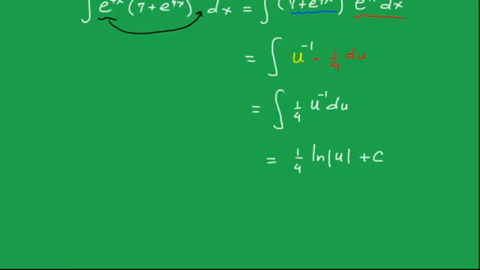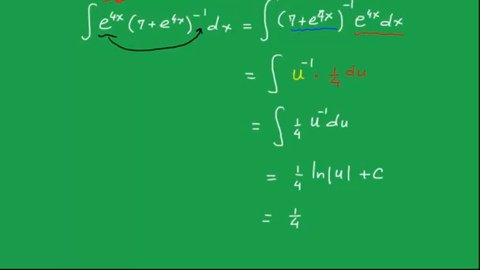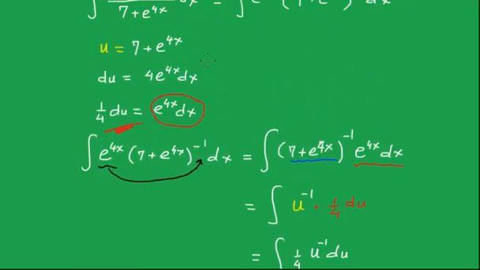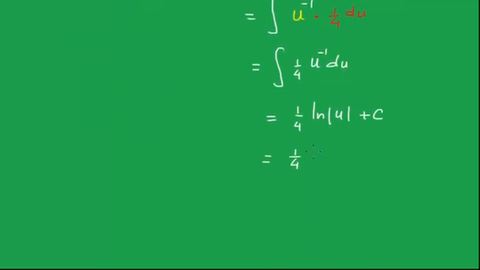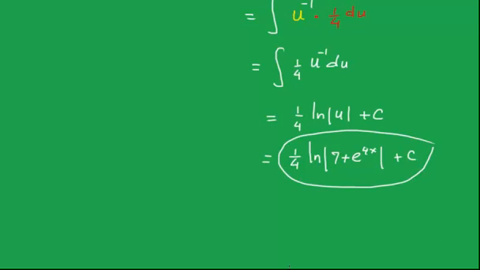Don't forget the absolute value. So this equals 1/4, and we can replace u by its expression, 7 plus e to the 4x. So 1/4 natural log of absolute value of 7 plus e to the 4x plus c. So this gives us the answer we were looking for.